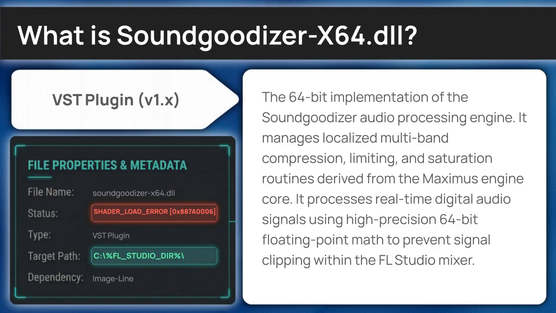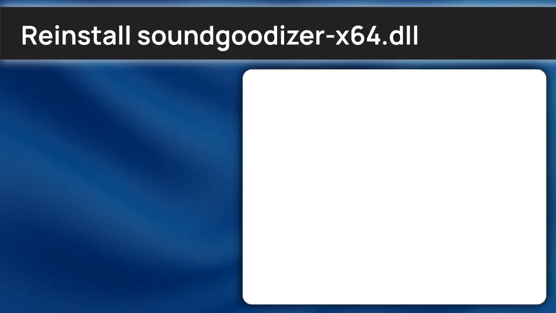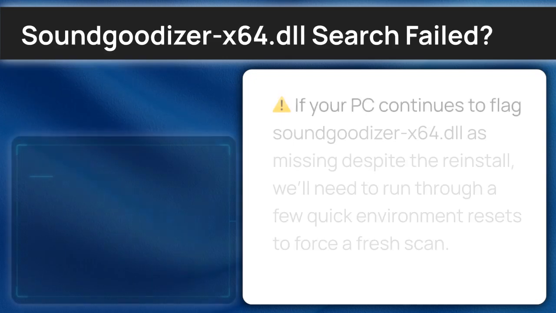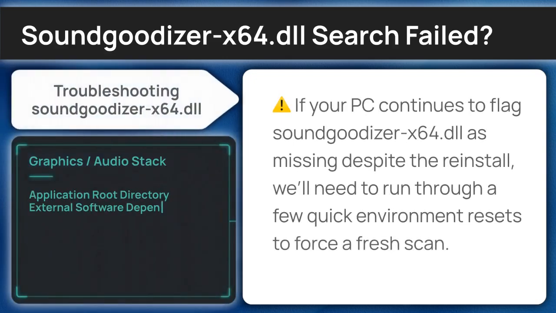Let's get to work. We'll start with the most common fix for this specific error. Soundgoodizer x64 is part of the graphics or audio runtime used by many games. Installing the Microsoft DirectX end-user runtime restores missing DirectX components, while a GPU driver update handles OpenCL, OpenGL, or CUDA-related files. If that initial setup didn't clear the pop-up, let's examine the specific initialization sequence assigned to your applications directory.